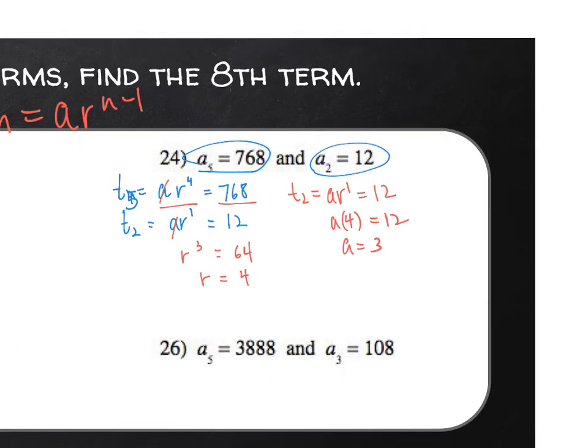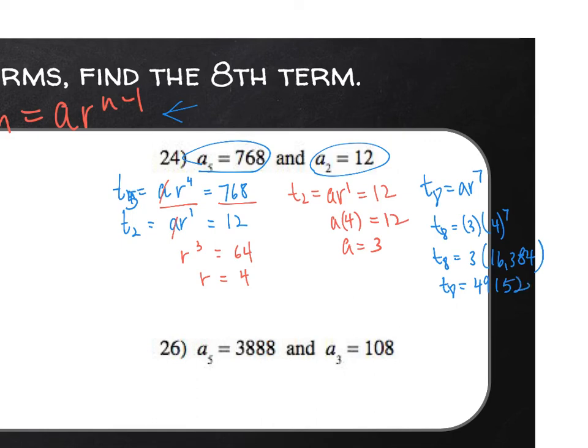Lastly, we need to find t8. I'm going to change back to blue. t8 is equal to a r to the 7. That's just based on the formula. So t8 equals a, which is 3, and r, which is 4, to the 7. I need to do the exponent first, so it'll be 3 times 4 to the 7. Plug that into my calculator, and I got 16,384. And when I multiply it by 3, I get 49,152. So the 8th term in the series that starts with 3 and is multiplied by 4 every time ends up being 49,152.